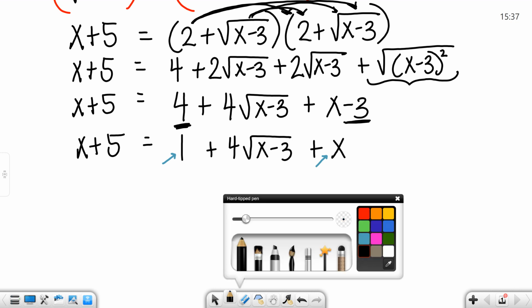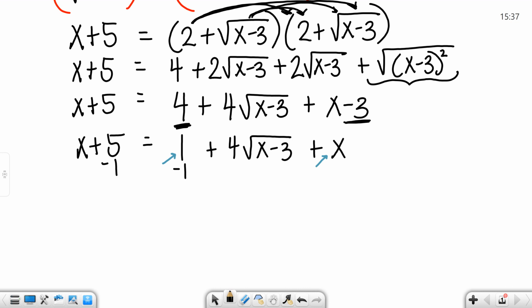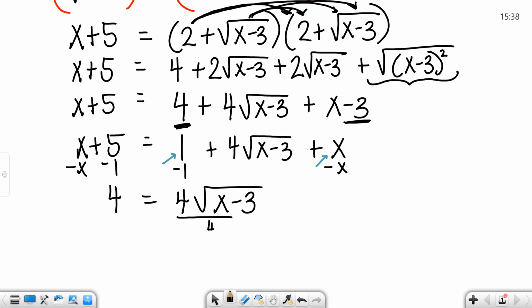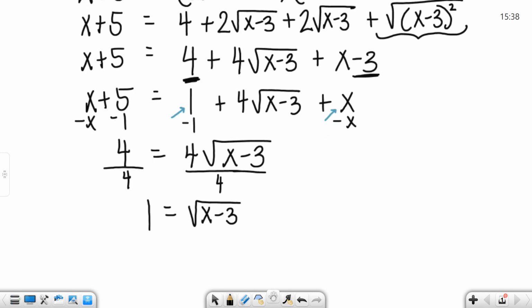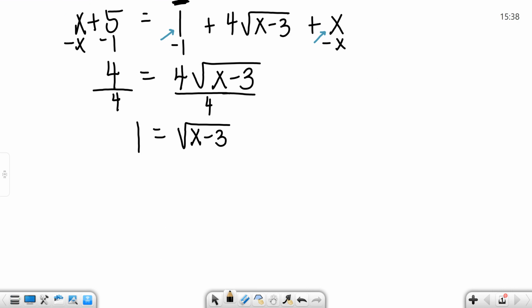Okay, so I'm going to subtract 1 and I'm going to subtract x. That would give me 4 on the left hand side, because x minus x is 0. All right, the radical is almost isolated, but it's got that 4 sitting in front of it being multiplied. So now I'm going to divide both sides of my equation by 4. Now my radical is completely isolated. There's nothing on the outside of the radical.